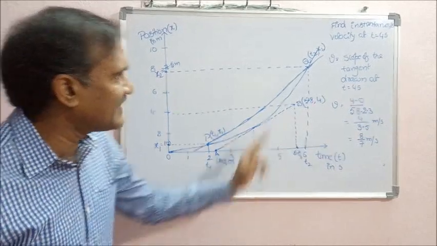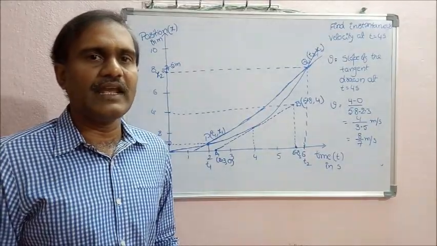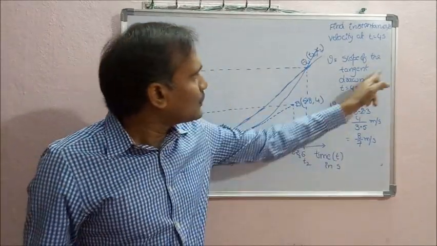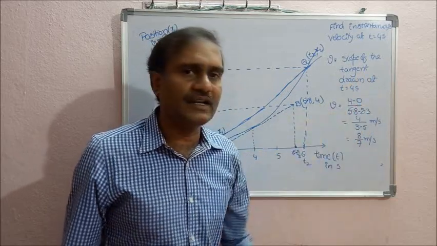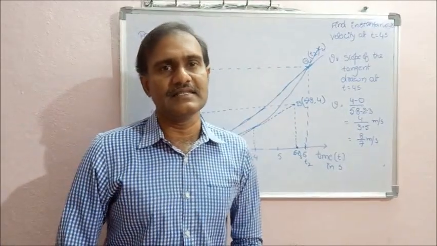What is meant by the instantaneous velocity? The velocity of a particle at a particular instant of time. To calculate that, we are using this concept. Slope of the tangent drawn at that particular instant of time gives instantaneous velocity.